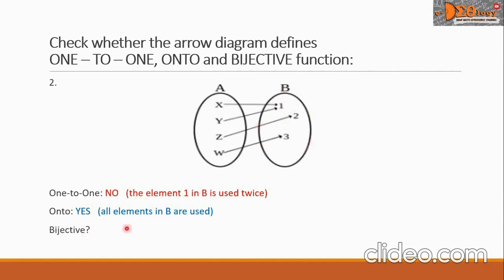Next, is the function bijective? The answer is no, because the function is onto but not 1-to-1. This is our final answer.